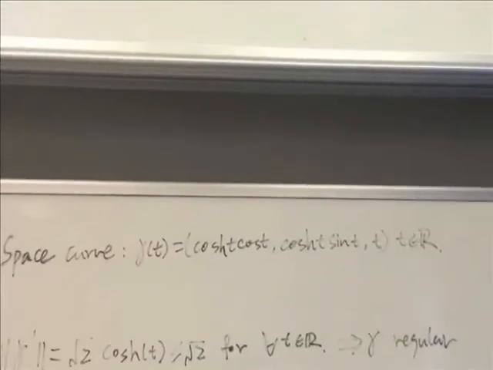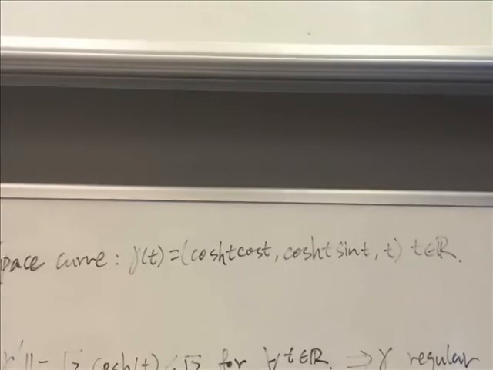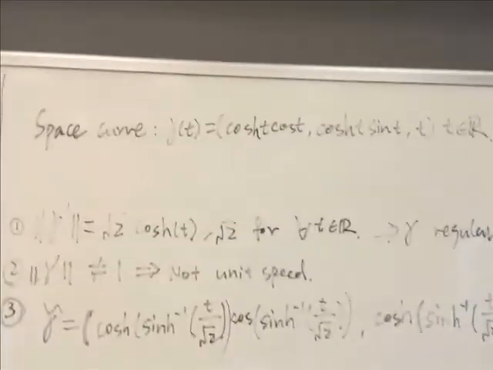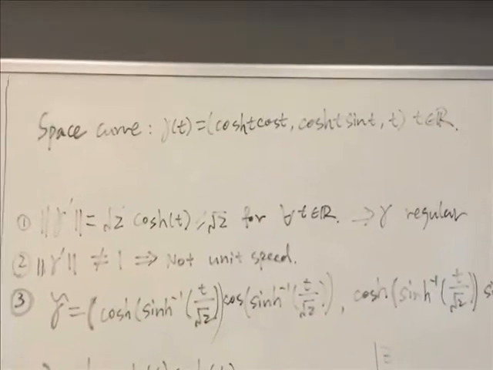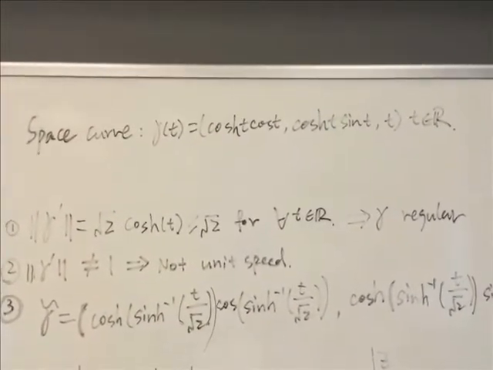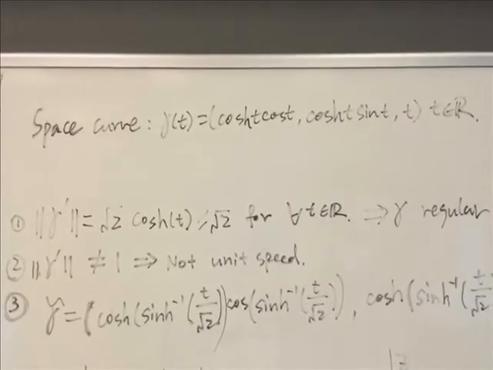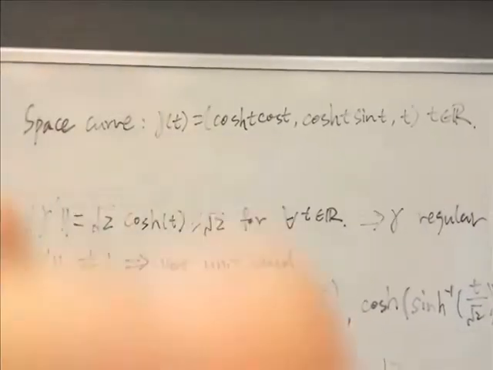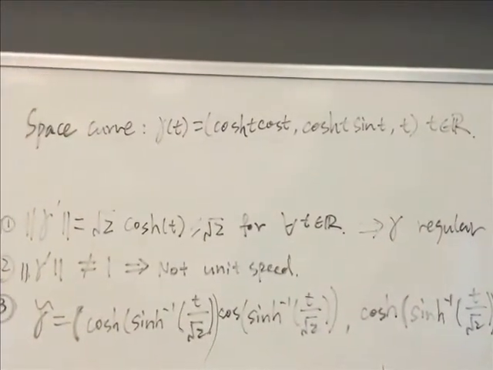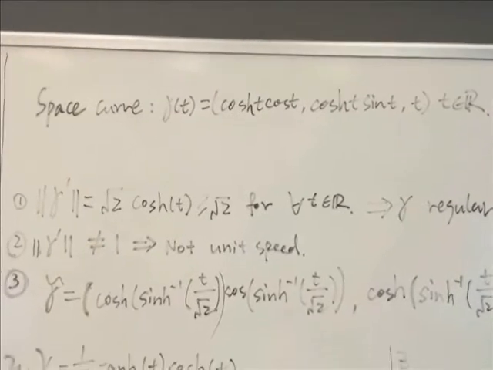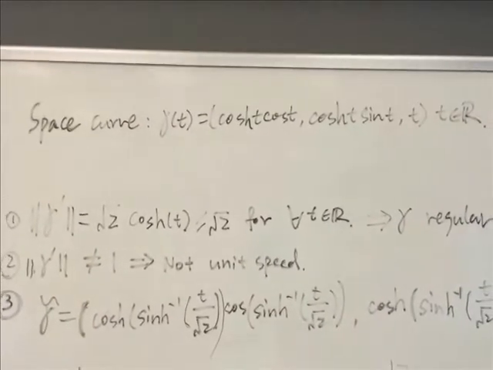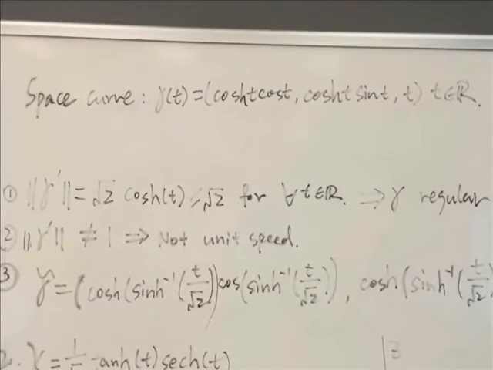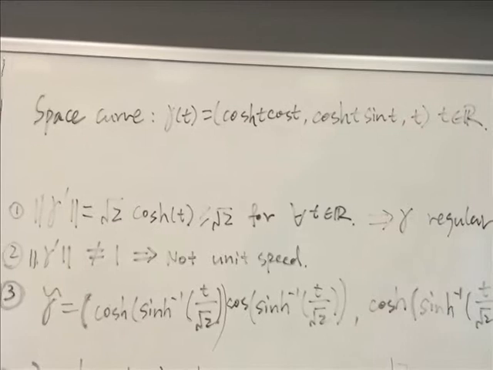Here is a space curve, gamma(t) equals (cos t cos t, cos t sin t, t). To find out whether gamma is regular or not, we need to find gamma prime first. If gamma prime is not equal to 0, then it is regular. According to our calculation, the length of gamma prime(t) is square root 2 times cos t, as cos t cannot be 0. Thus, square root 2 times cos t is not equal to 0. Then gamma prime(t) cannot be 0, and gamma is regular.